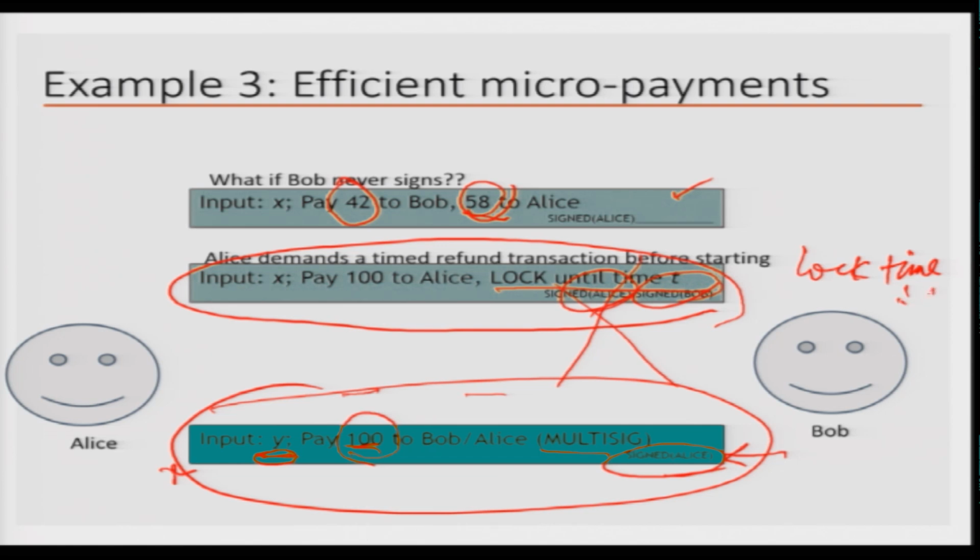Usually we put lock time 0 for immediate use of the transaction, but here we put a time t, and therefore Alice can get back all the money after time t. We will come back to this in the next session. So, for now we have seen 3 different uses of Bitcoin scripts to do more complex transactions than just paying from one person to the other.